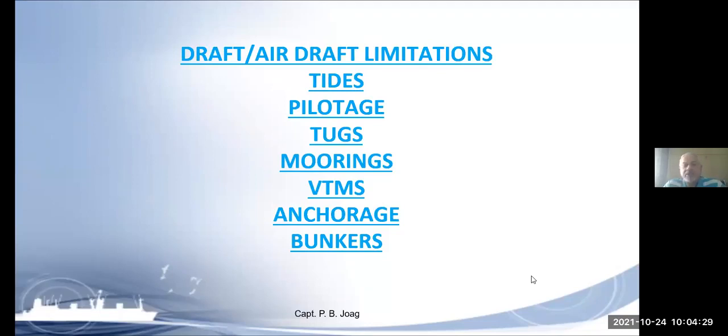The remaining topics from that are draft and air draft limitations, tides, pilotage, tugs, moorings, vessel traffic management systems, anchorage, and bunkers. All these are activities near the port or activities in the port of the ships. So we are going to discuss these so that your knowledge of shipping operations is enhanced.